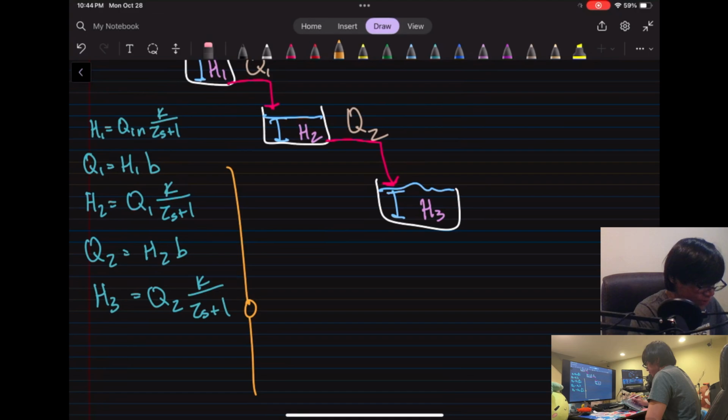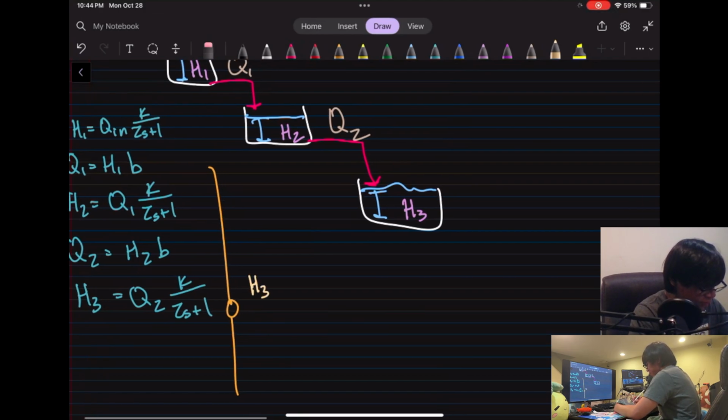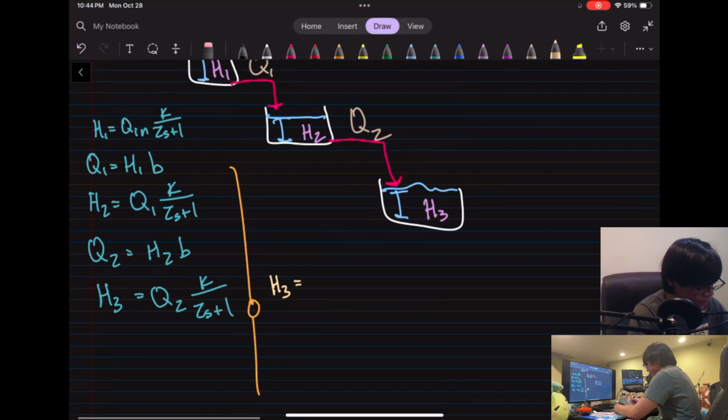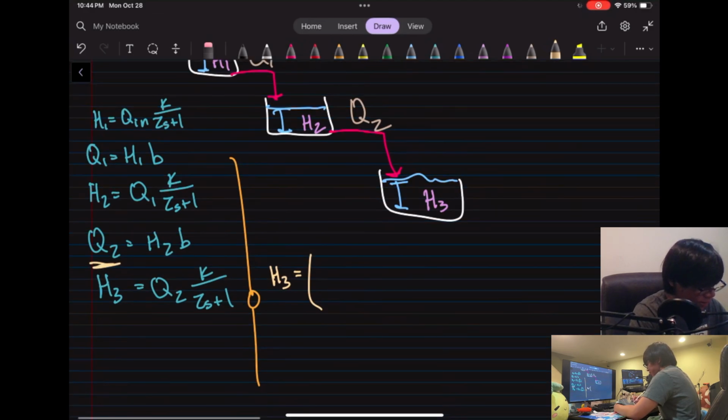So let's use this, why not? Or brown. So we're interested in the height of 3, I believe, from the problem statement. So this is equal to, I'll write the constants out first. So we have Q2, which will be subbed in here. So hopefully you see the pattern already. So we have K, our system gain, tau s plus 1. And then, so substituting Q2, we have H2 times B, so the height of tank 2. So we'll sub that out, but then I'll write it here for now, B.